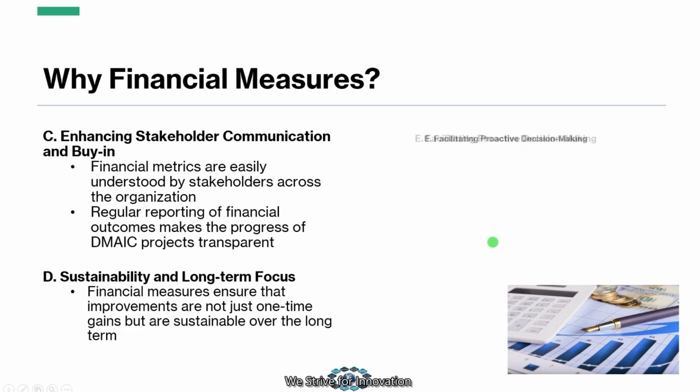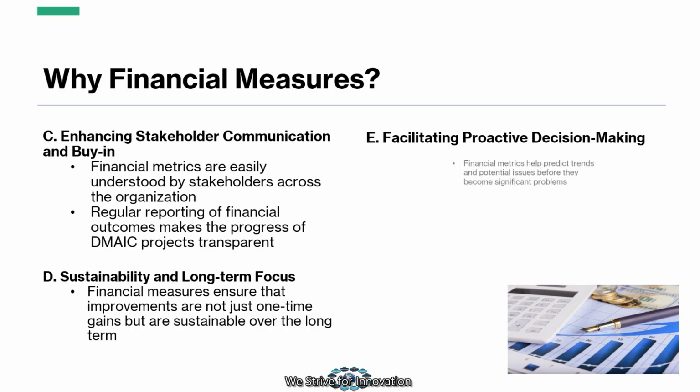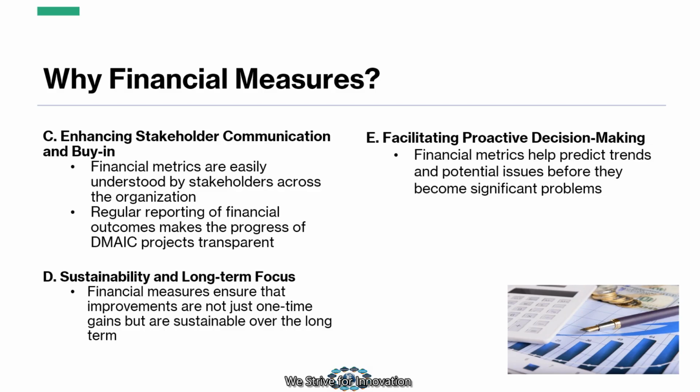And fifth, will facilitate proactive decision making. Here, the financial metrics will do what? When tracked over time, they help predict trends and potential issues before they become significant problems. This proactive approach can lead to cost savings and efficiency improvement.